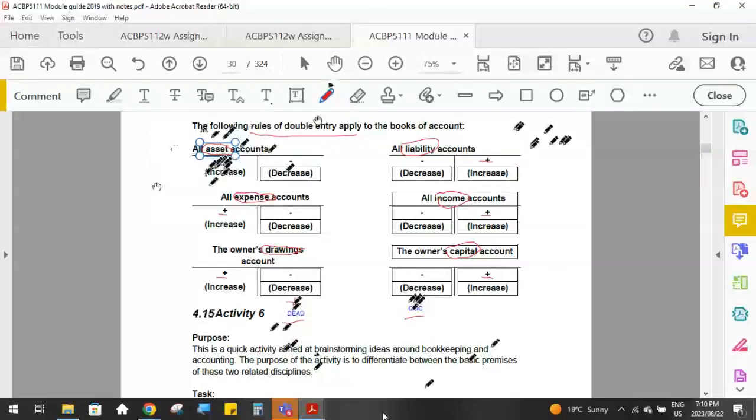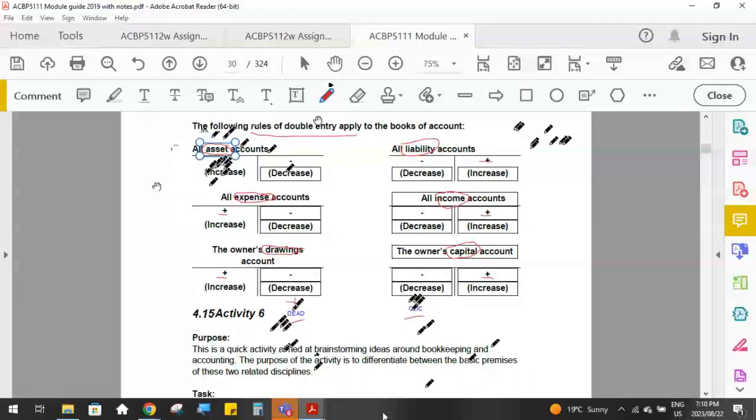Identify: is this account an expense or an income, or is it an asset or a liability? And then you will know whether it fits under the debit accounts or under the credit accounts. And you'll know whether to debit the account or to credit the account.